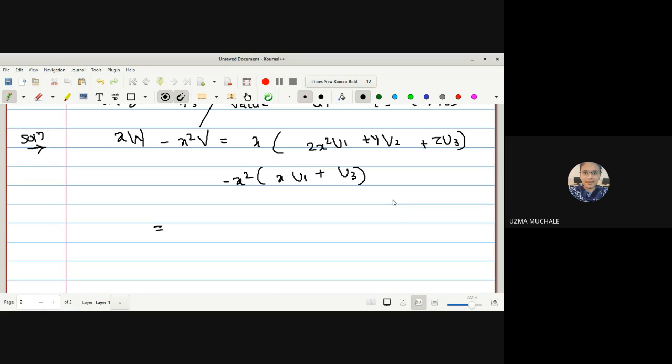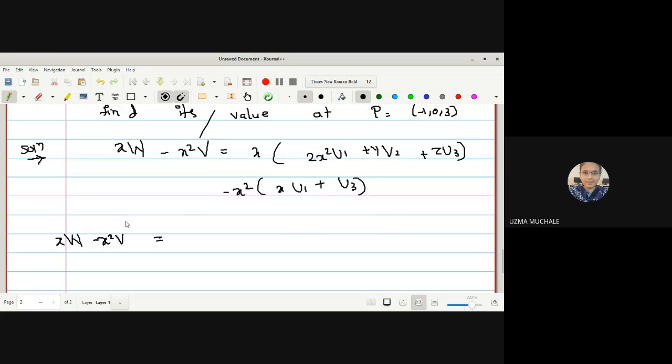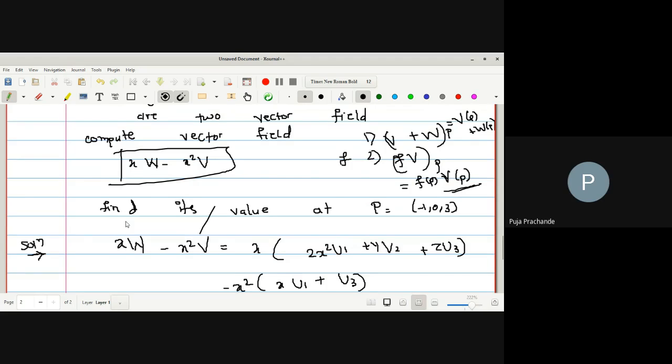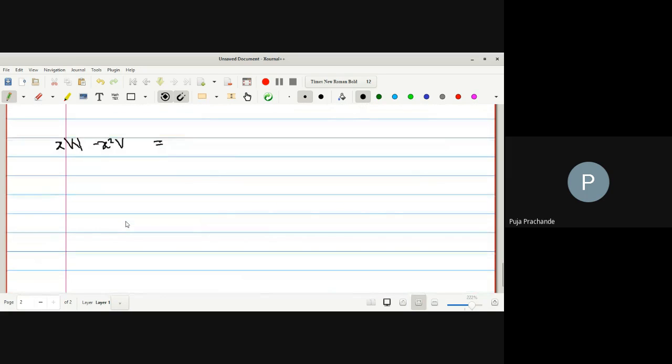We have to evaluate the value of this one at a point P. Okay. What is the point P given to us? Have you written it? It is (-1, 0, 3). So what is the value of this one? We have obtained this as x of P cube u1 at a point P. Correct? Plus next we have found x at a point P, y at a point P, and u2 of P.